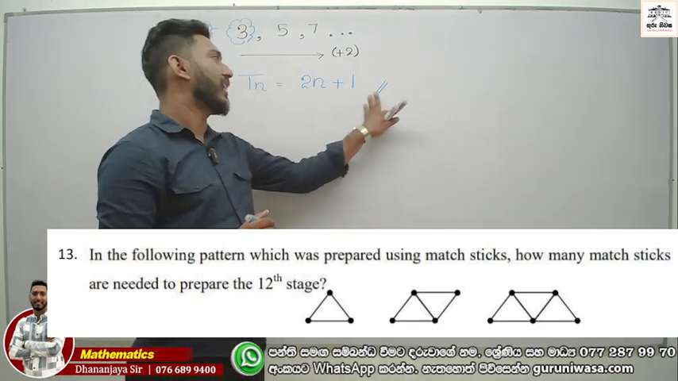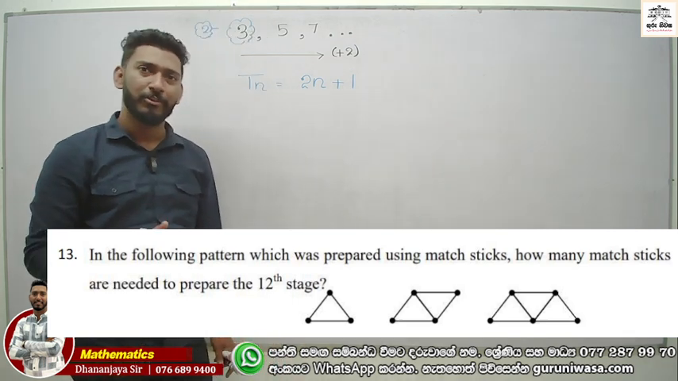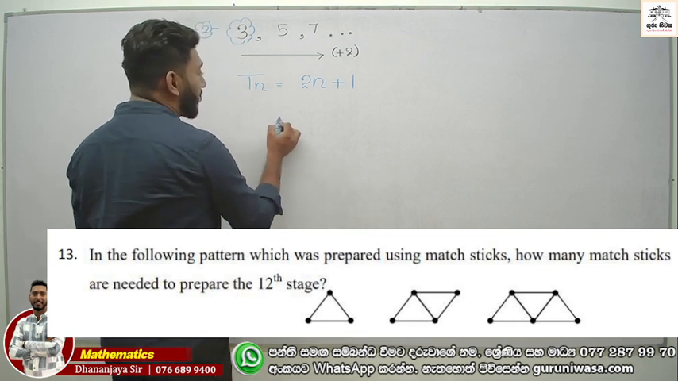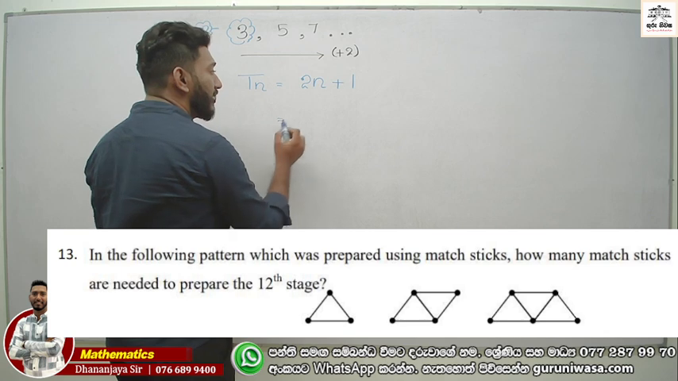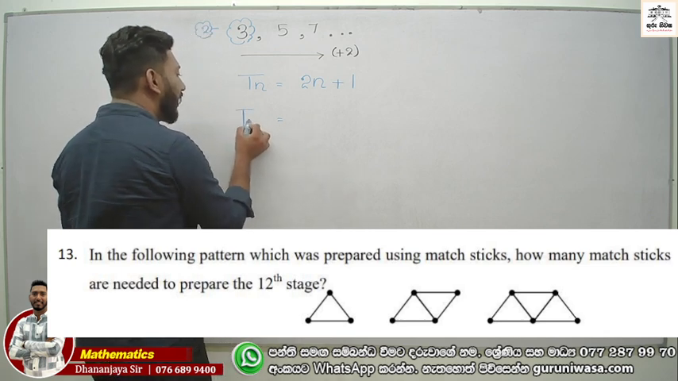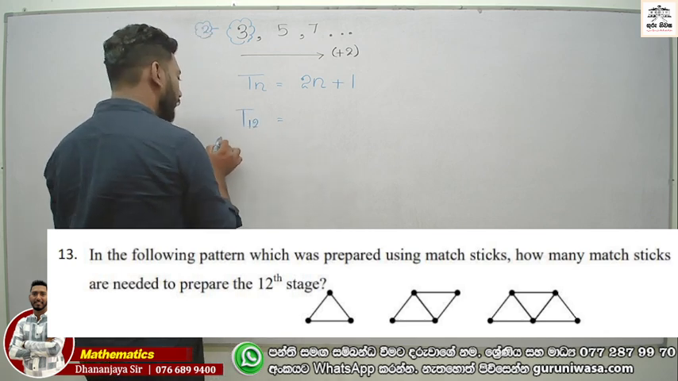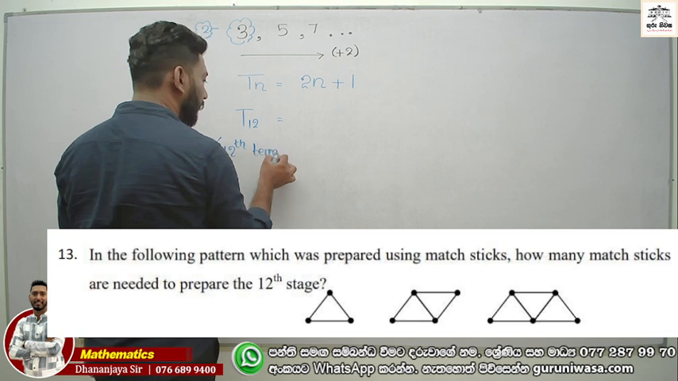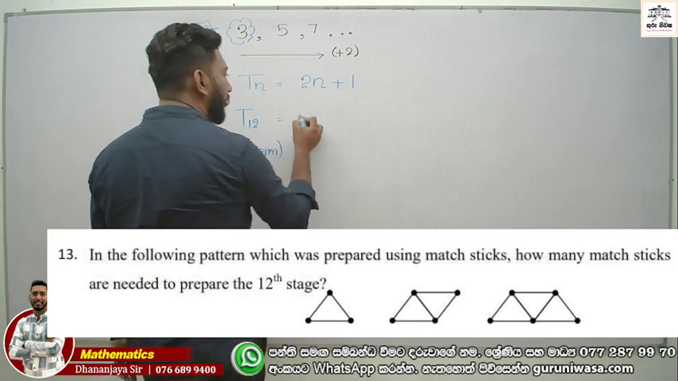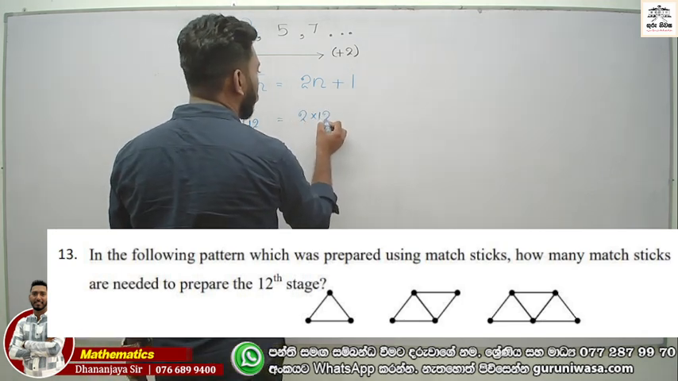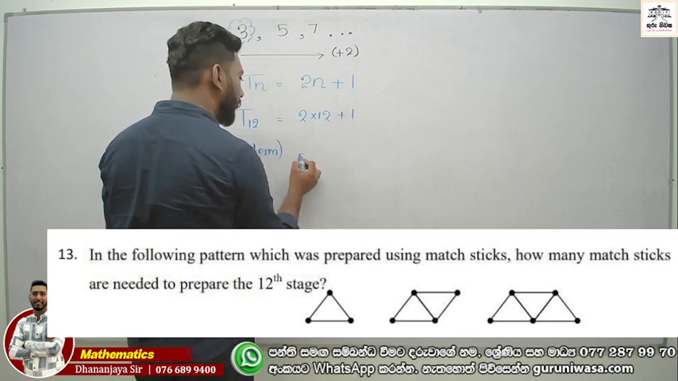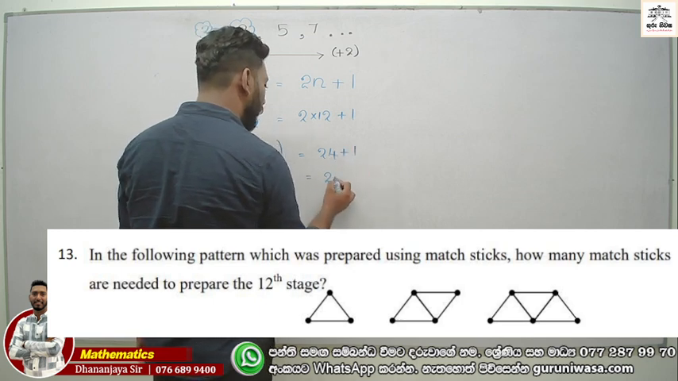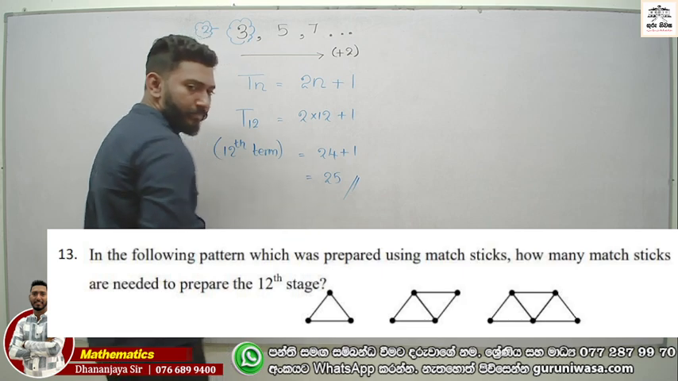But it's not the final answer. Because why? The question is to find the 12th stage. Therefore, how many matchsticks are needed for the 12th stage? Now you can find T12, the 12th term. Now, 12 times 2 plus 1. Now it should be 24 plus 1. Then 25 matchsticks needed. 25.